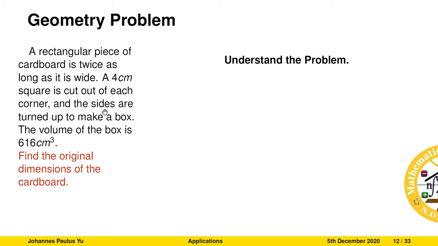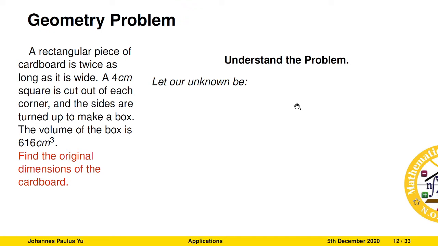The second sentence: a 4 centimeter square is cut out of each corner, and the sides are turned up to make a box. After cutting the corners of the rectangular cardboard, we make the cut lines stand up so that we can form a box. Then the capacity, the volume of the box, is 616 cubic centimeters. So we have retold it. Last but not least, if it can be drawn, we have to illustrate. So first, we write everything down in understanding the problem.